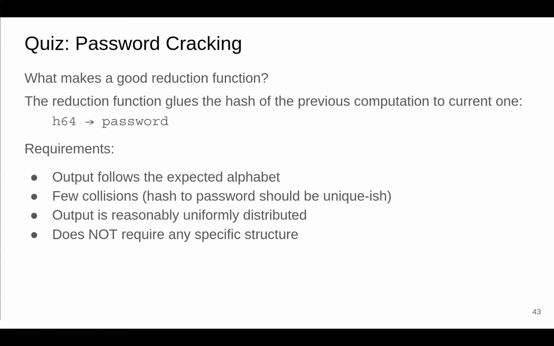Also it should have few collisions. Like we don't want it to always give the same password. The password should be uniformly random to some extent, but deterministic. Which also gives you a hint of what a good reduction function is. Right? It's like a form of a random number generator, a pseudo-random number generator. The output is reasonably uniformly distributed and doesn't require any specific structure.